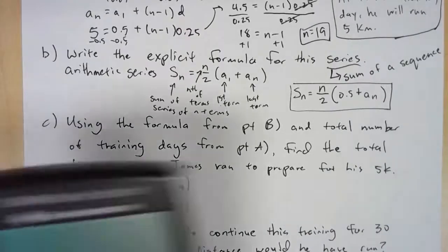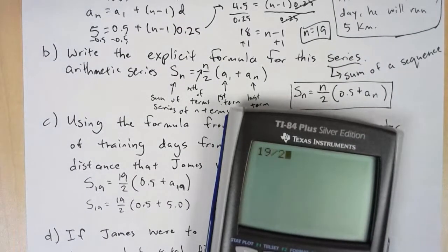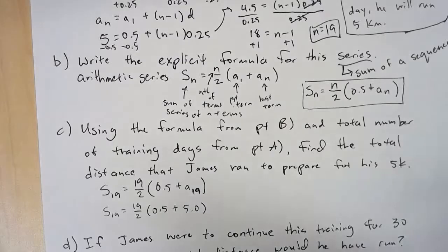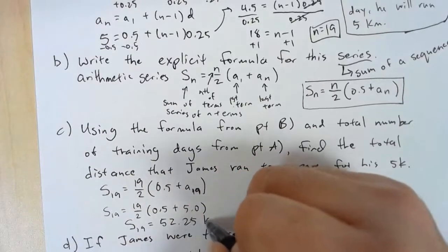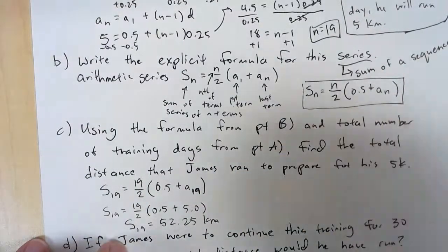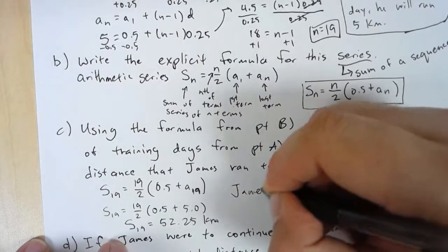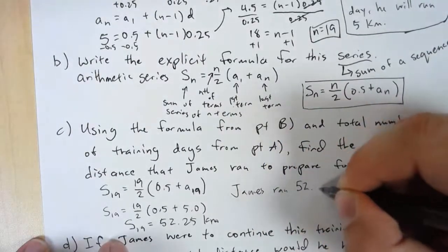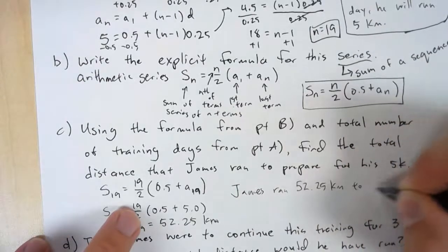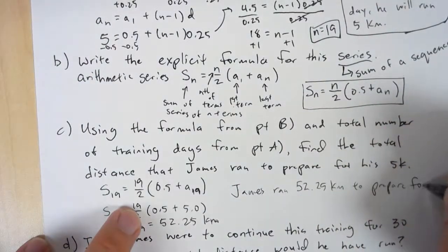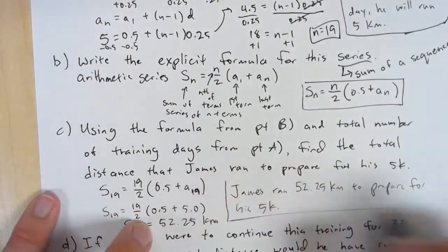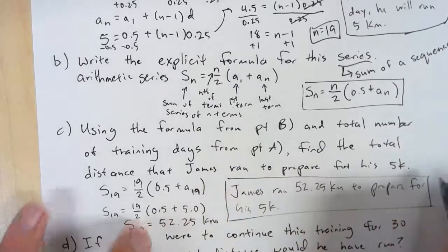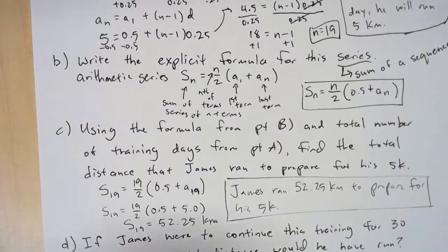So 19 over 2 times 0.5 plus 5 is 52.25. And you're welcome to go through it, but I'm not going to because I don't want to spend the time on it. So James ran 52.25 kilometers to prepare for his 5K. That is quite a distance to prepare, but that's how it works. If you run just a little bit more every single day, pretty soon you're running a whole lot of distance.